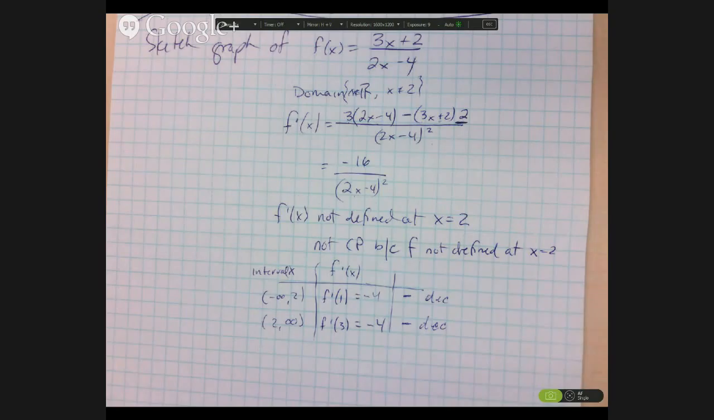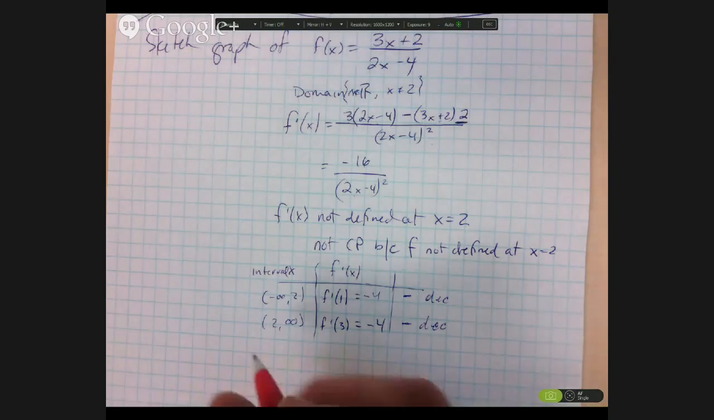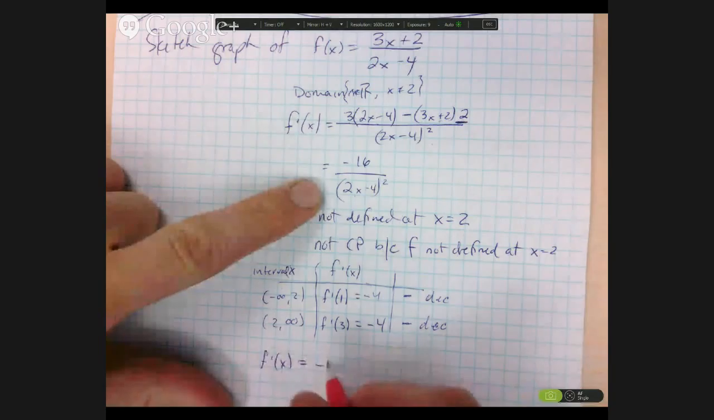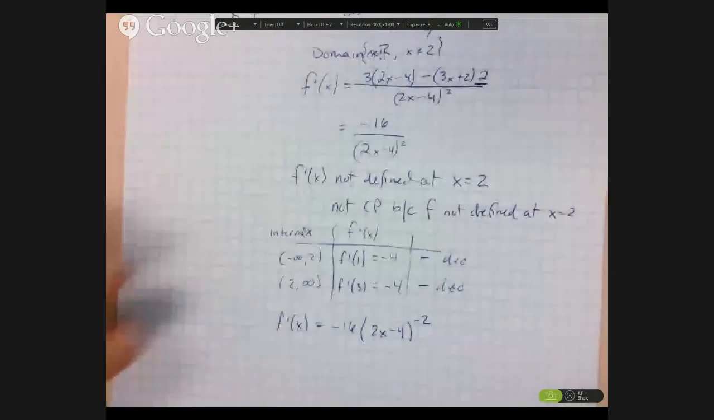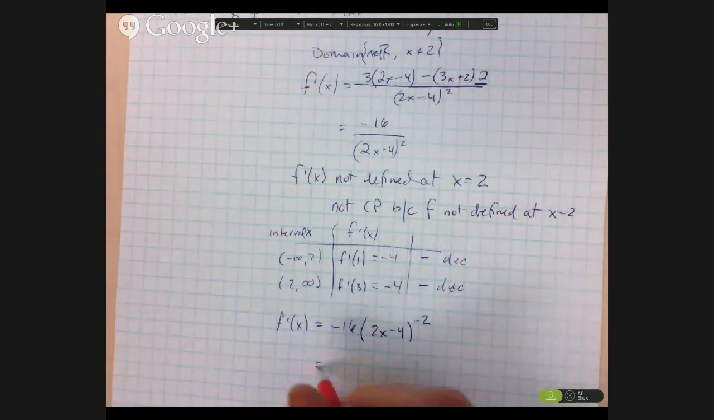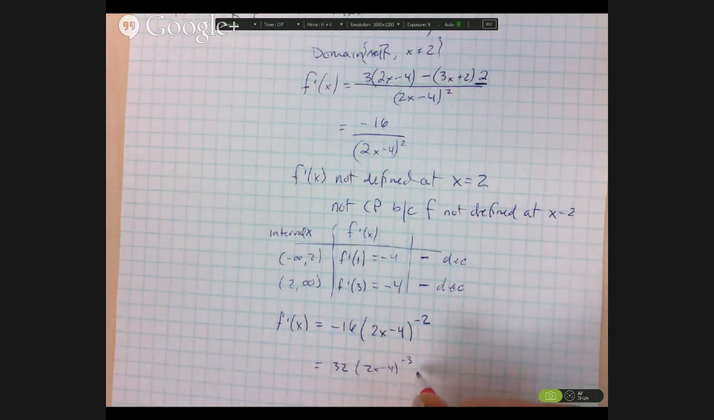Now let's do the second derivative. Okay. That's a little easier. Rewrite it as a negative exponent. You can use the power rule. Oh, yay. I don't know how people can do it underneath. I always have to take it out. So we get 32, 2x minus 4 to the negative 3 times 2.